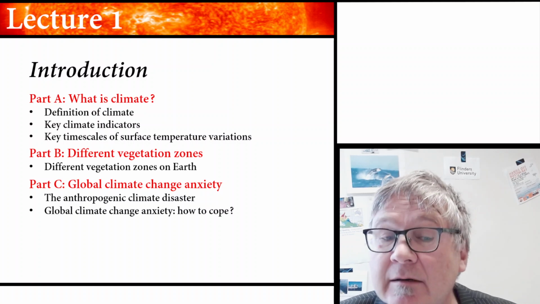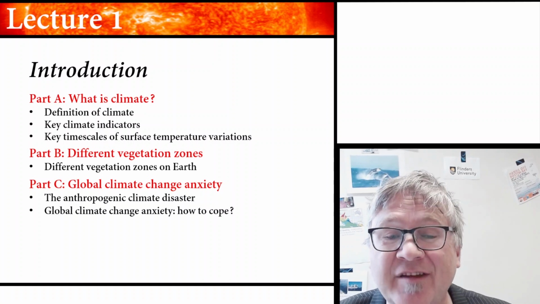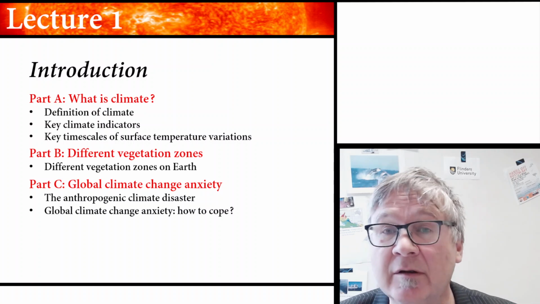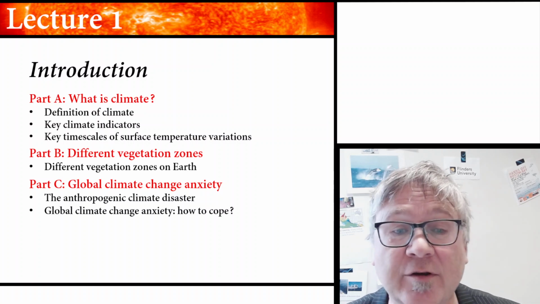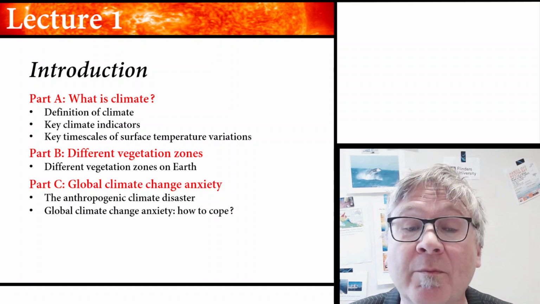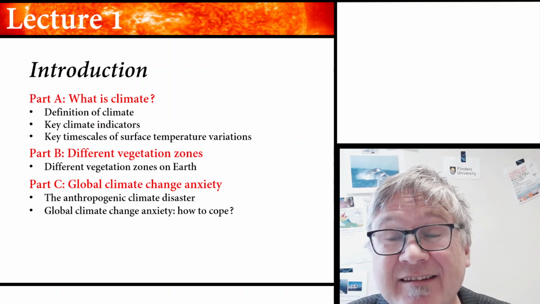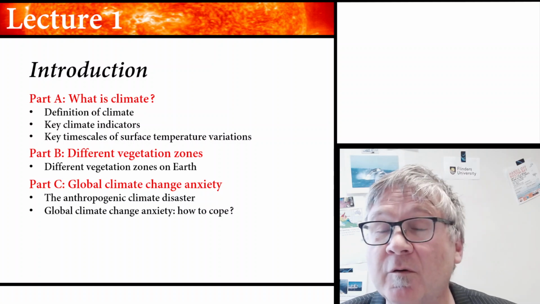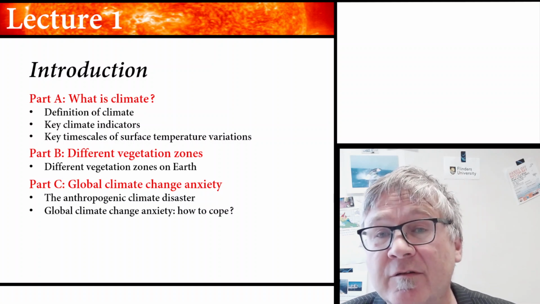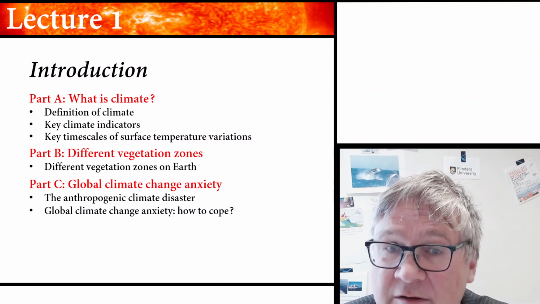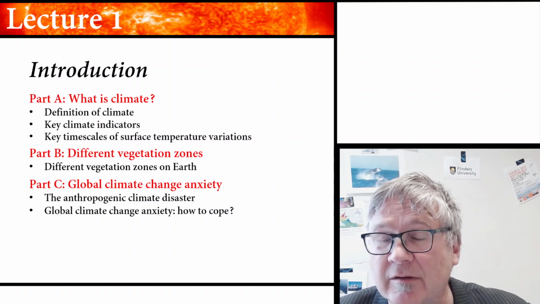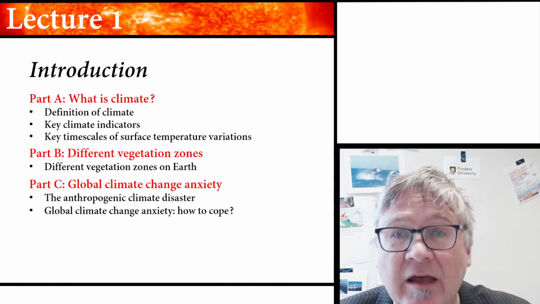In part B, I introduce you to different vegetation zones on Earth. Vegetation and climate are closely related to each other. And in the last part, part C, we talk about global climate change anxiety, because it's a very tough topic to talk about. Global climate change has severe, devastating consequences, and it's tough to talk about it. And I want to give you some ideas on how to cope with it.